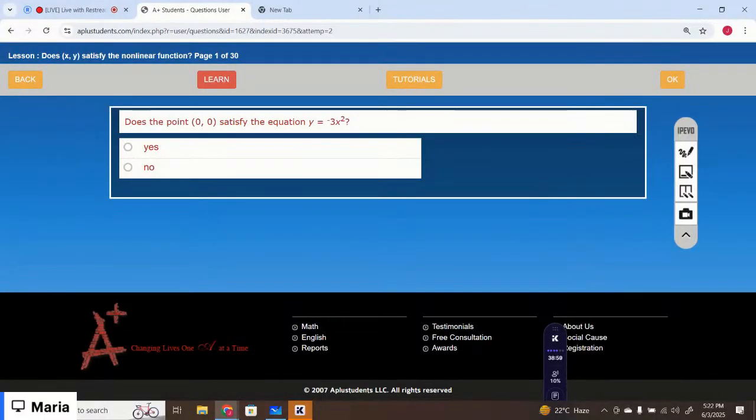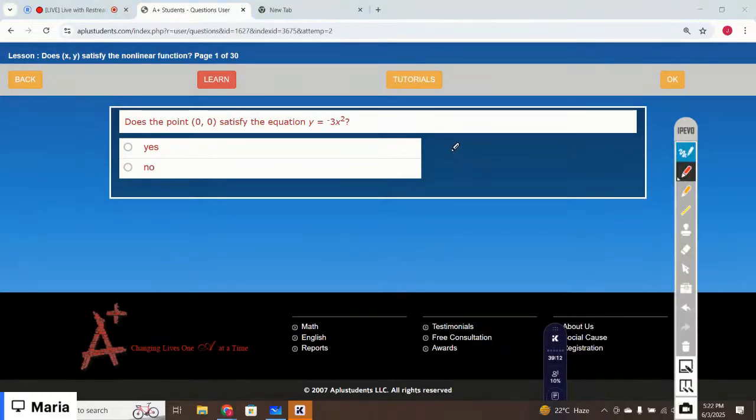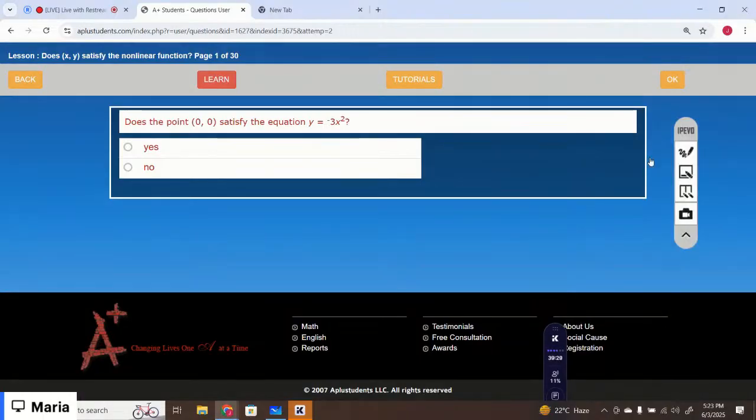Does the point 0, 0 satisfy the equation y equals negative 3x squared? Just replace the variables with the values: y is 0, x is 0. So negative 3 times 0 is 0. So 0 is equal to 0. So yes, the point satisfies the equation. The correct option is yes.